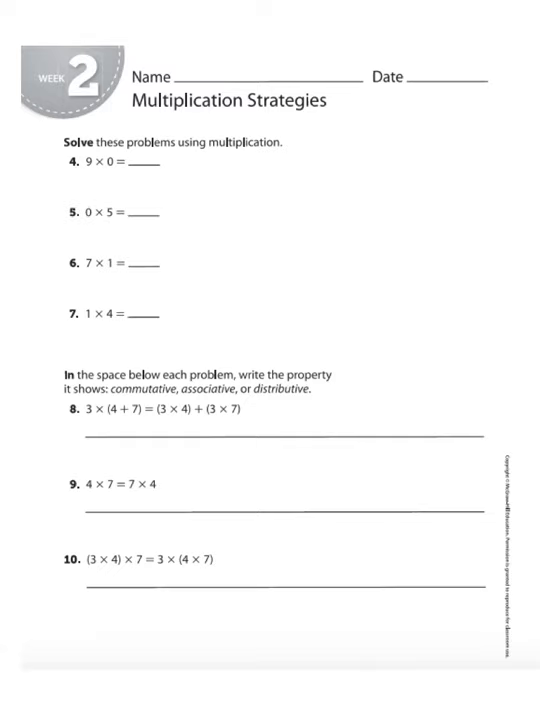On 4 through 7, you are just solving these problems. 9 times 0, 0 times 5, 7 times 1, 1 times 4.